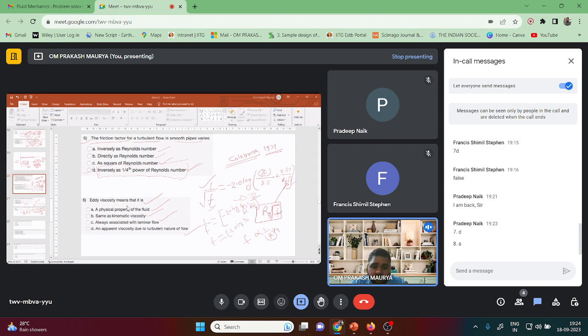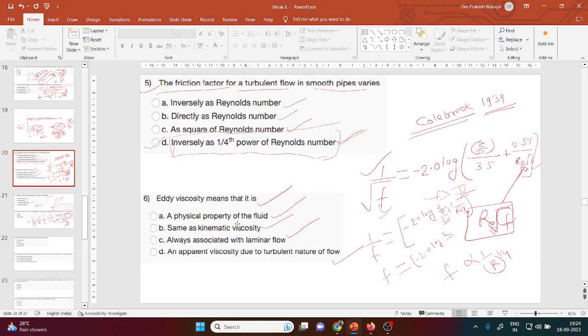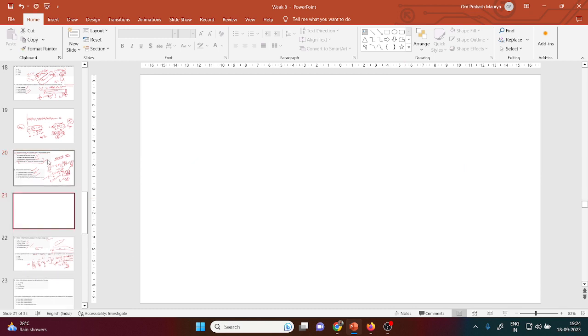If you have the question numbers, see question number 6: the eddy viscosity means, it is the viscosity which is developed by the turbulent flow. So option D is correct for question number 6, but I need to give some more clarification on that. So actually, if the flow is turbulent flow.